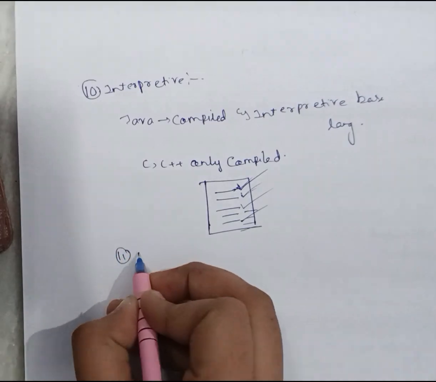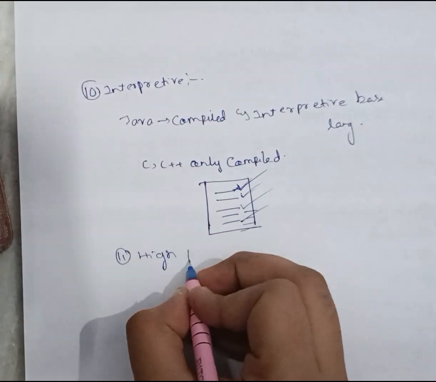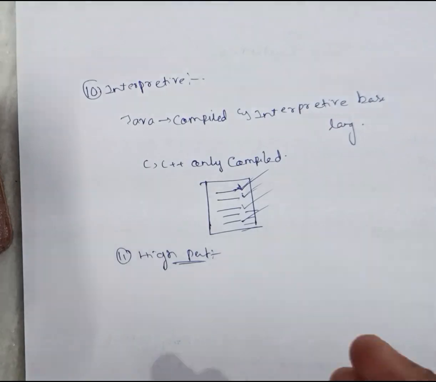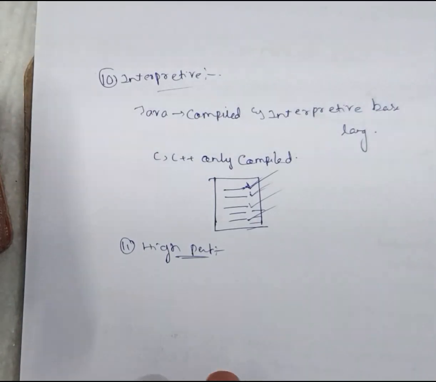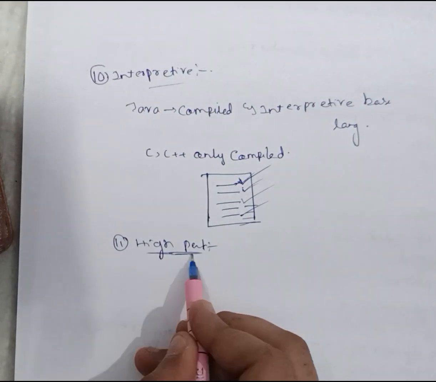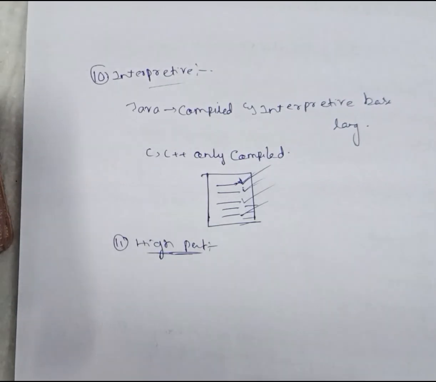The 11th one is high performance. We can say Java is a high performance language because of all the above reasons. Java is platform independent, object oriented, robust, secure, dynamic, multi-threaded, and interpretive also. Because of all the reasons we have discussed, it is high in performance. These are the various features, or buzzwords, of the Java programming language. Thank you.